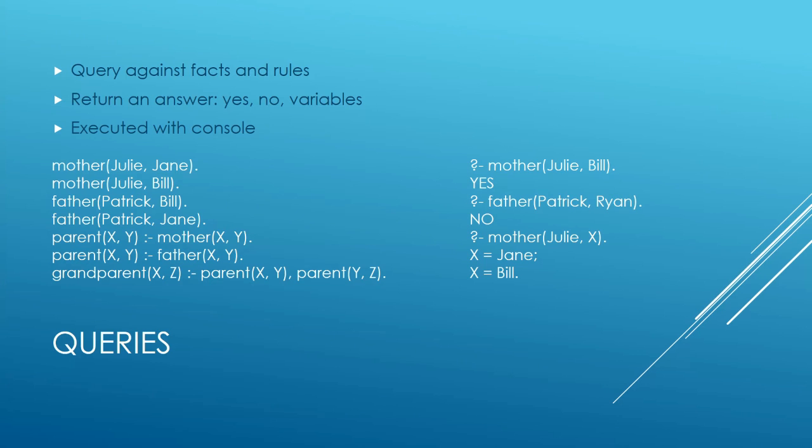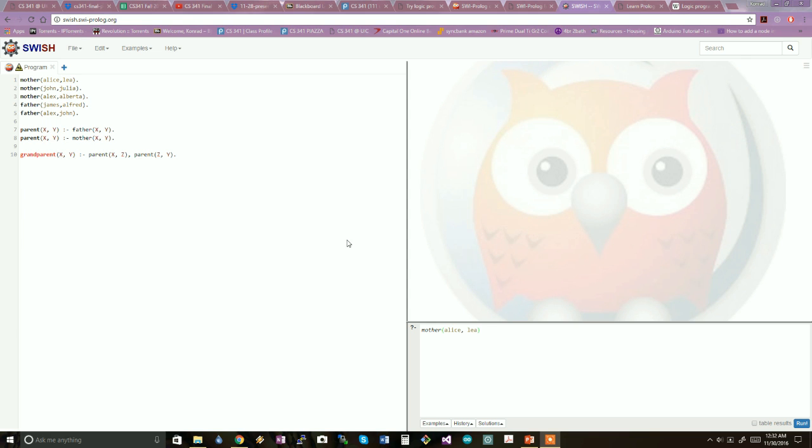For the demo portion of my presentation, I will be using an online IDE called Swish, which lets me execute Prolog code. So on the left here, we have our facts and our rules, and in the bottom right, we have our console, which lets us execute our queries. So our first query will be, is Alice a mother of Leah? At this point, we're expecting either a yes or no answer.